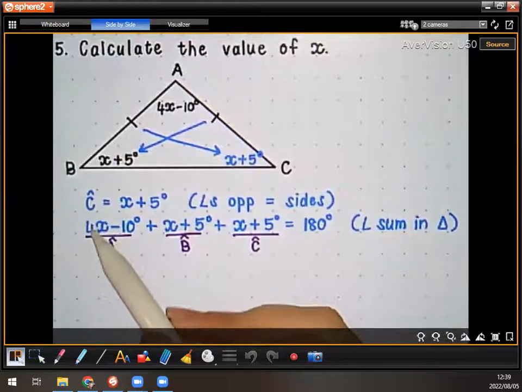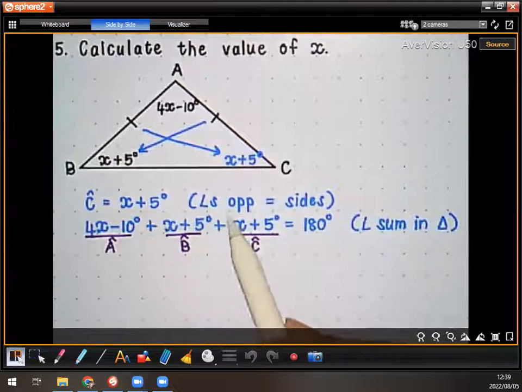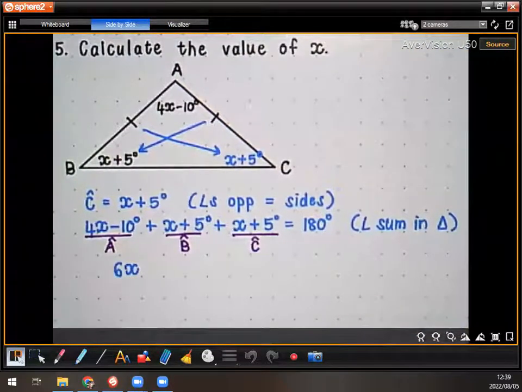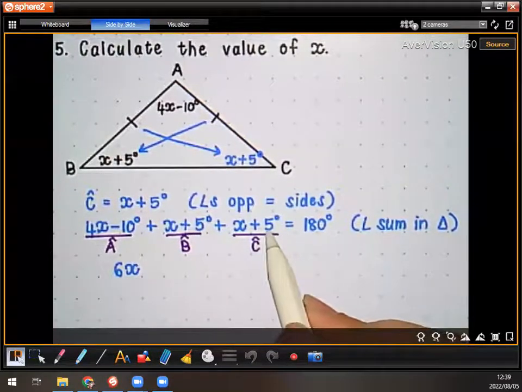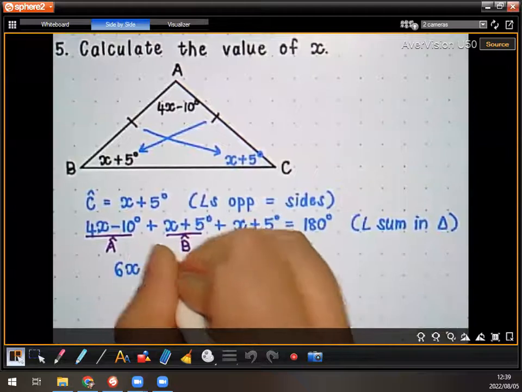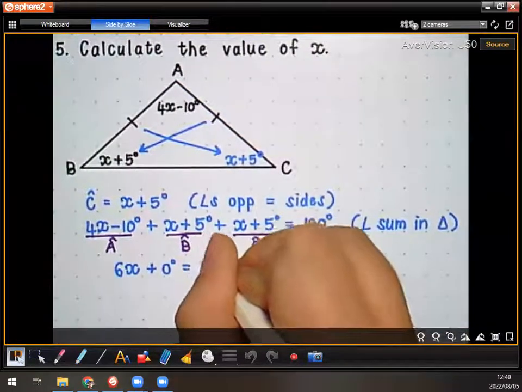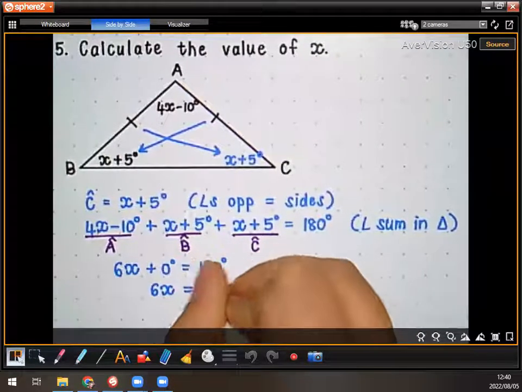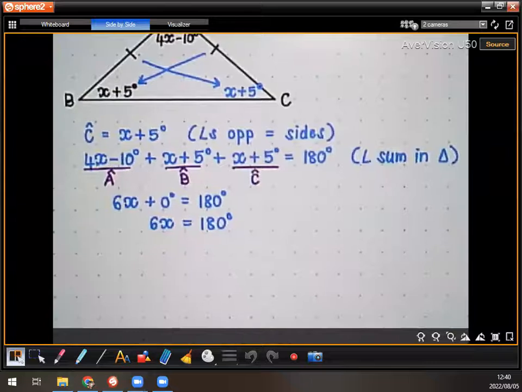So let's look for all the x's. We have 4x plus x plus x. That is 6x, yes, correct. Okay, and now let's look for the numbers. Negative 10 plus 5 plus 5. That's 0, okay? So you can put a plus 0 there, but you don't have to. You can actually just say 6x is equal to 180 degrees. Okay, you don't have to write that plus 0 there. You can just write that line if you want to.